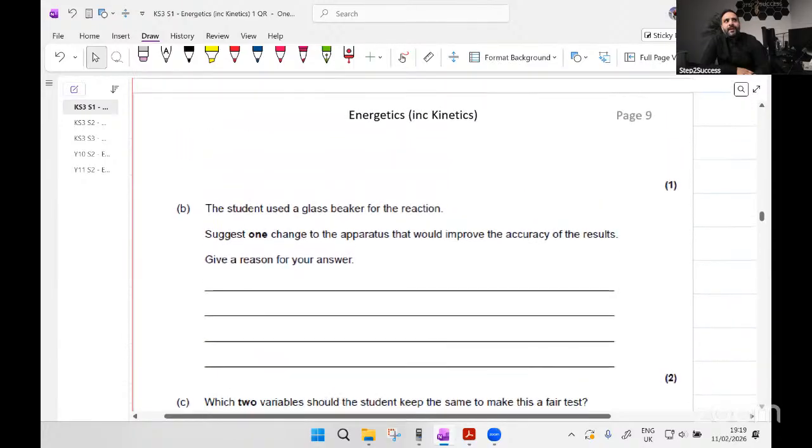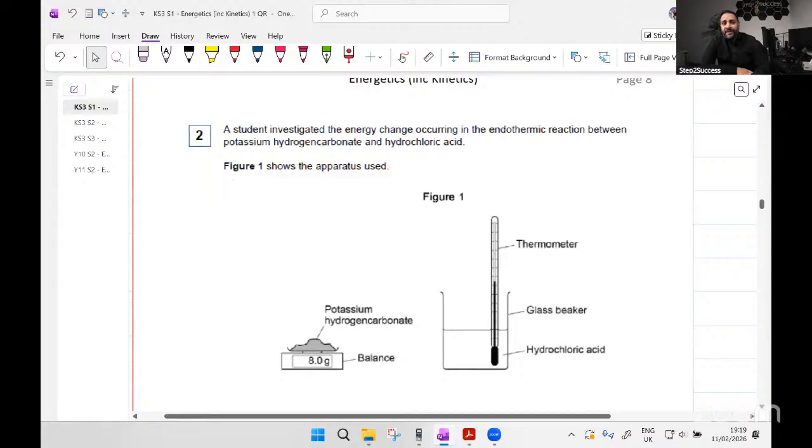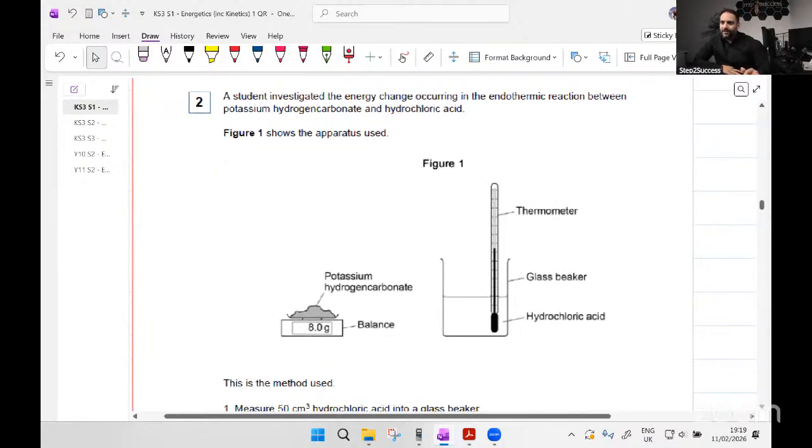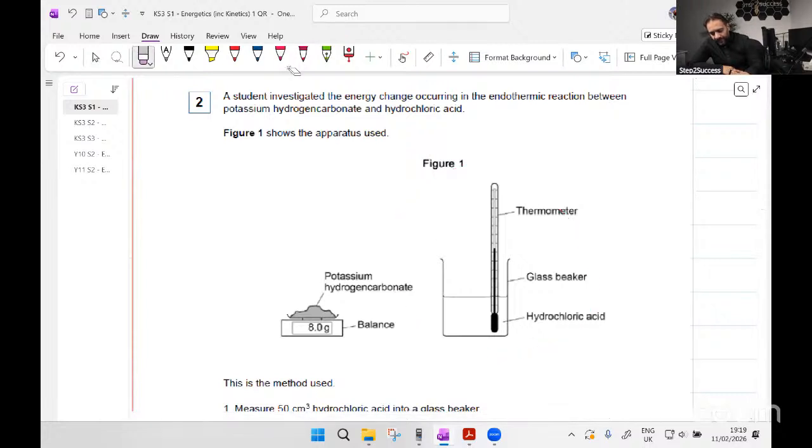Right. The student used a glass beaker. Let me explain this. Quite a difficult question, this. In fact, this whole booklet is quite complicated, so I'm happy to do most of it. But if you are doing an experiment in which you are going to measure temperature, so you want to see while you're doing what's going on in here, how the temperature changes. Does it get hotter? Does it get colder?